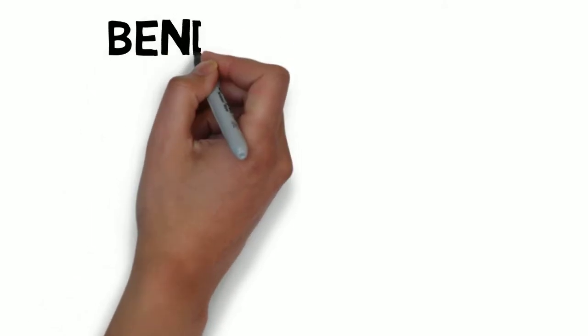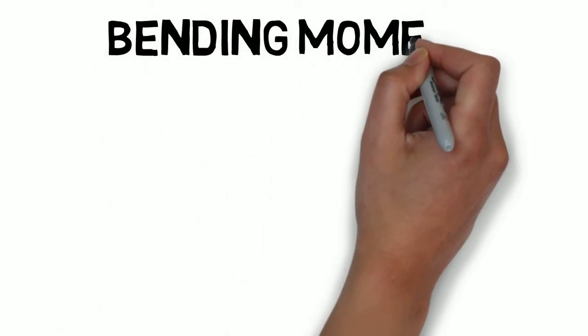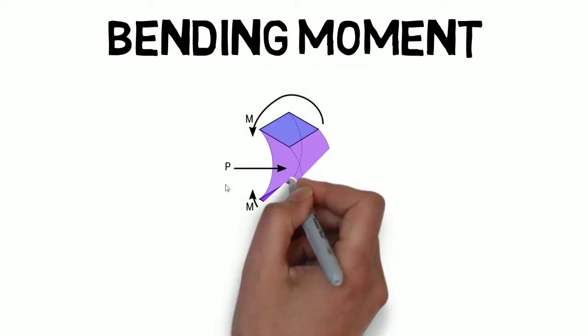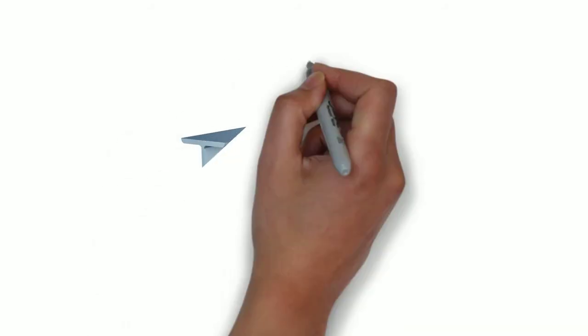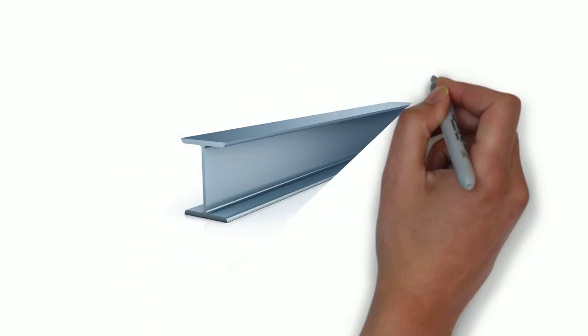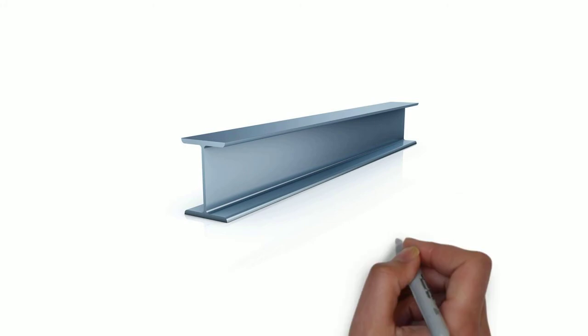And the last one is bending moment. Bending moment is the reaction induced in a structural element when an external force or moment is applied to the element, causing the element to bend. The most common structural element subjected to bending moments is the beam.